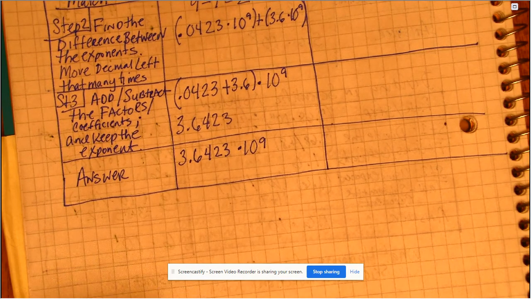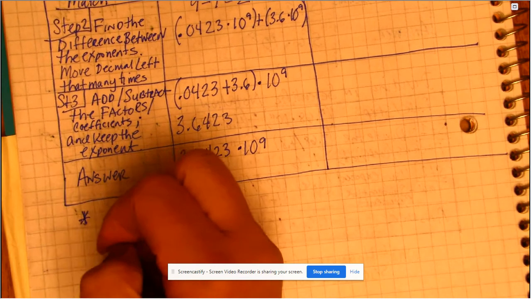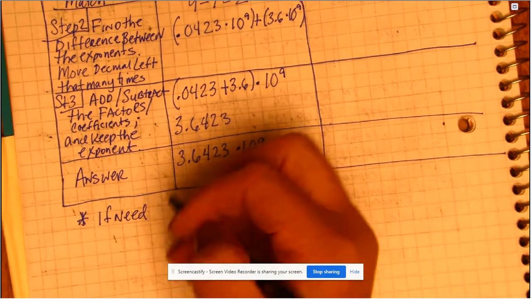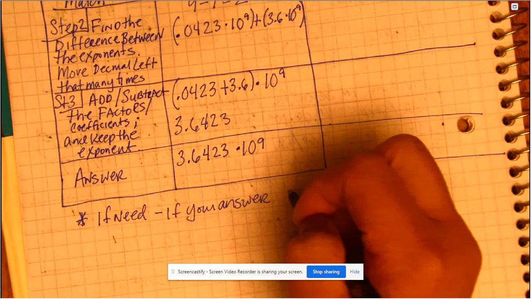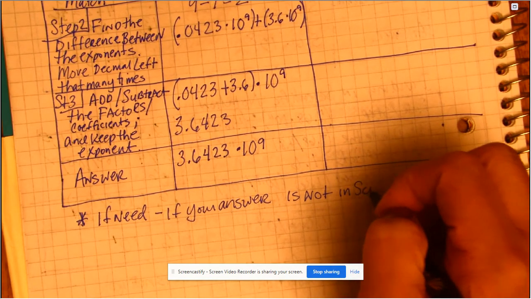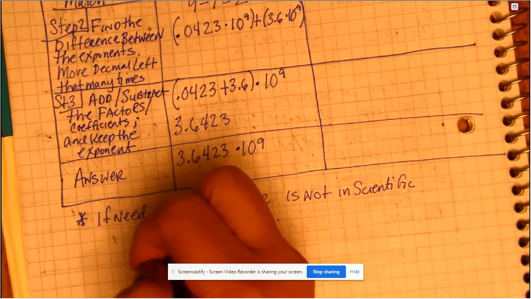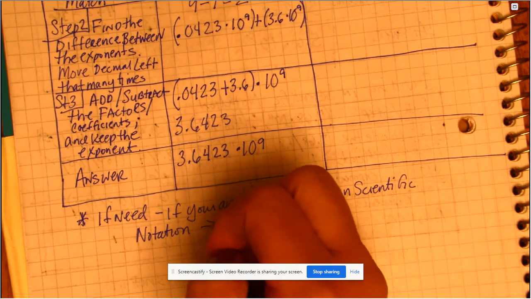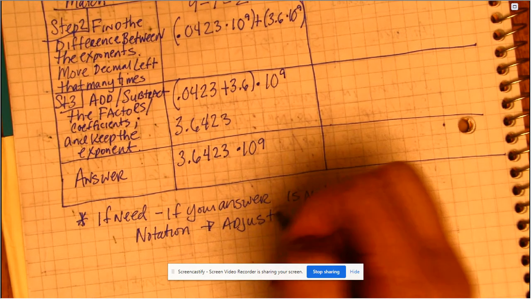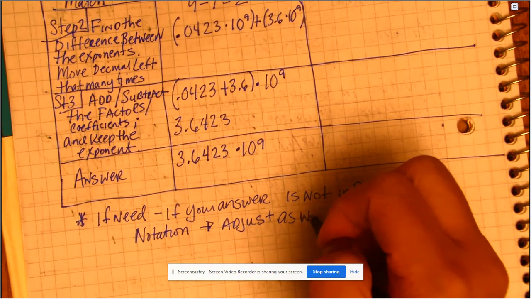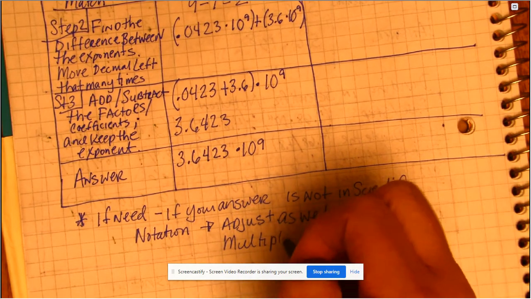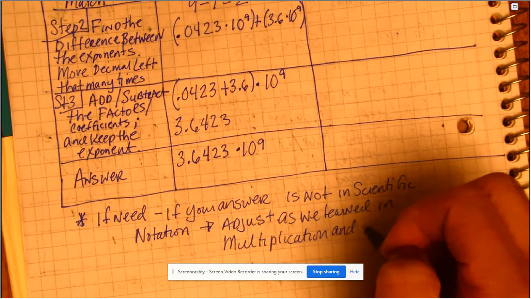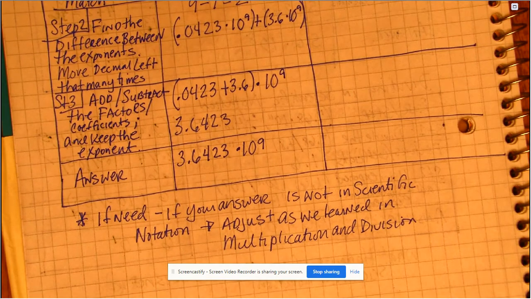Now, what would happen if our answer, again, is too small or too big? So if needed, like if your answer is not in scientific notation, adjust as we learned in multiplication and division. Okay. So what might that look like?